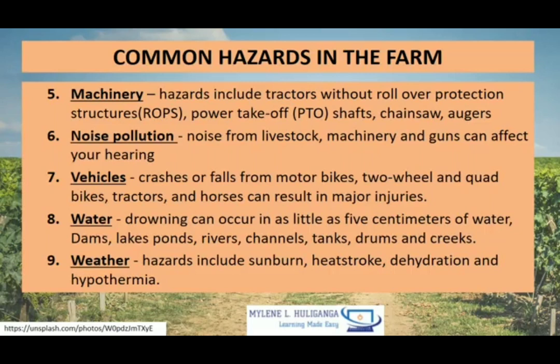Number 8, water. Drowning can occur in as little as 5 centimeters of water. Dams, lakes, ponds, rivers, channels, tanks, drums, and creeks. Number 9, weather. Hazards include sunburn, heat stroke, dehydration, and hypothermia.